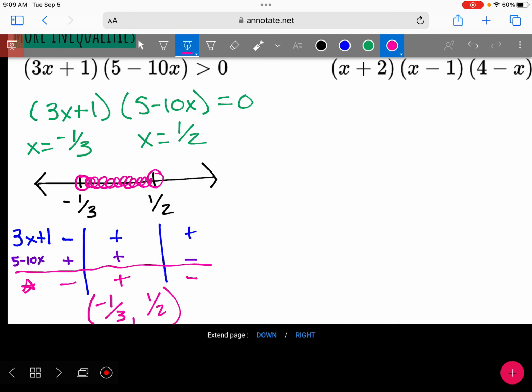Yes, dear. Are we multiplying the 2 at the top? Mm-hmm.